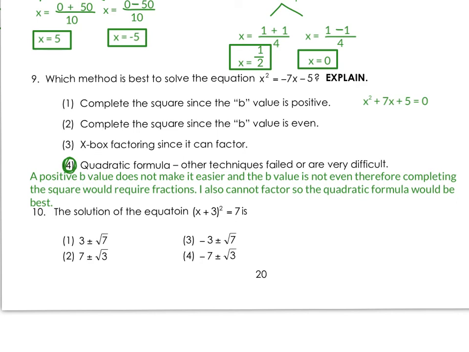So to explain that, I just wrote out that a positive b value does not make it easier, and the b value is not even, therefore completing the square would require fractions. I cannot factor, so the quadratic formula would be best.